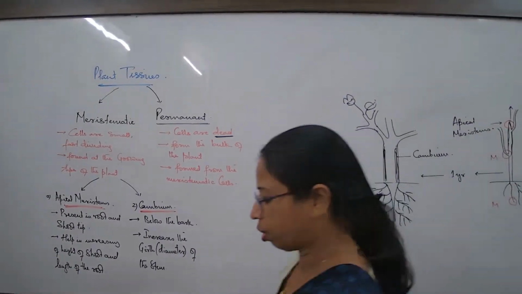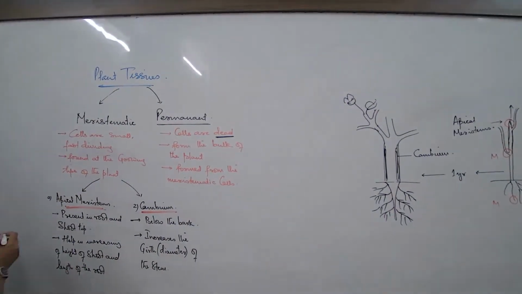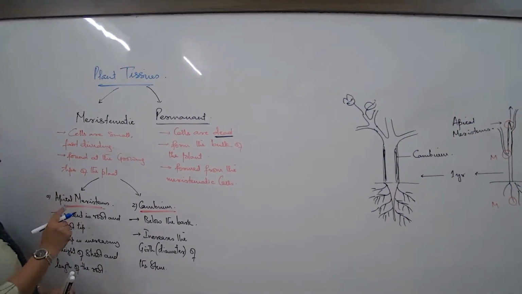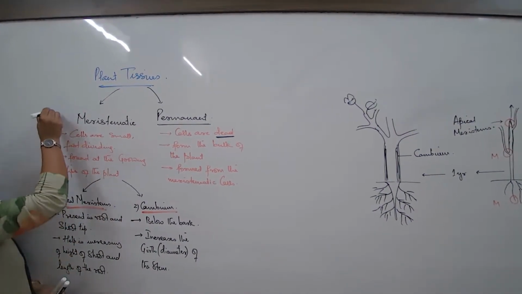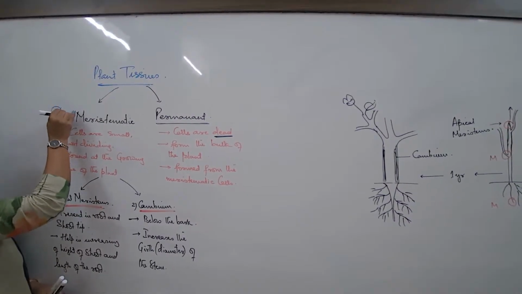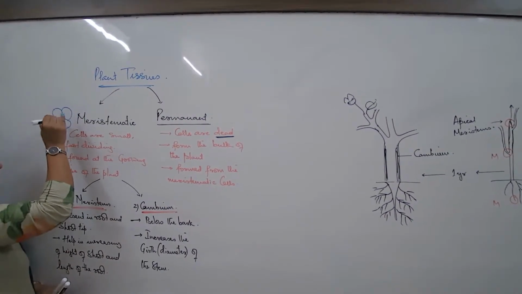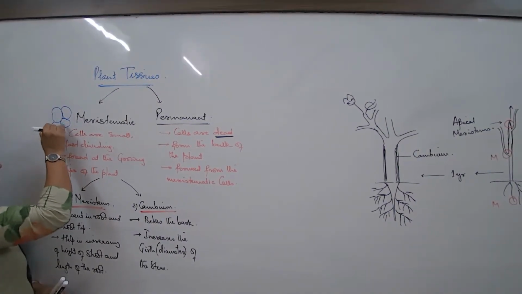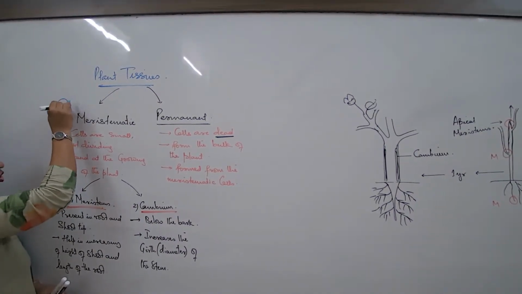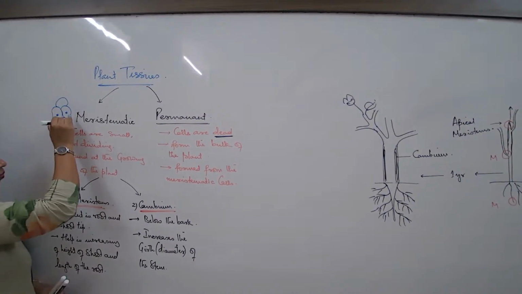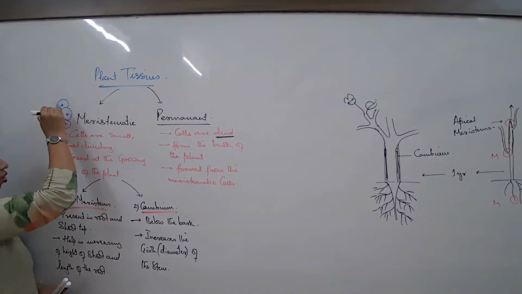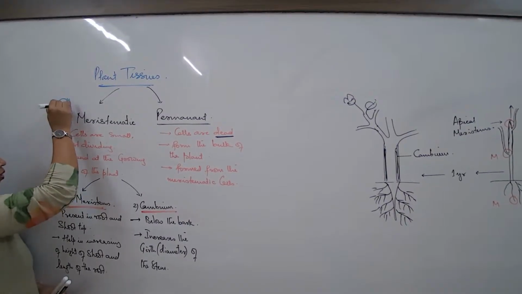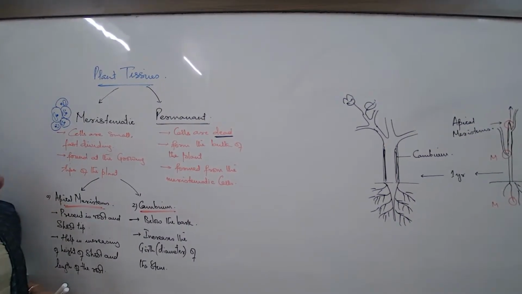Okay, let me just draw the type of cells of the permanent tissues and the type of cells of the meristematic tissues. If I draw the cells of the meristematic tissues, they are actually like this. The cells are all more or less compact, and there will definitely be a well-formed nucleus. Yes, a vacuole may be there, but they will definitely have a well-formed nucleus.